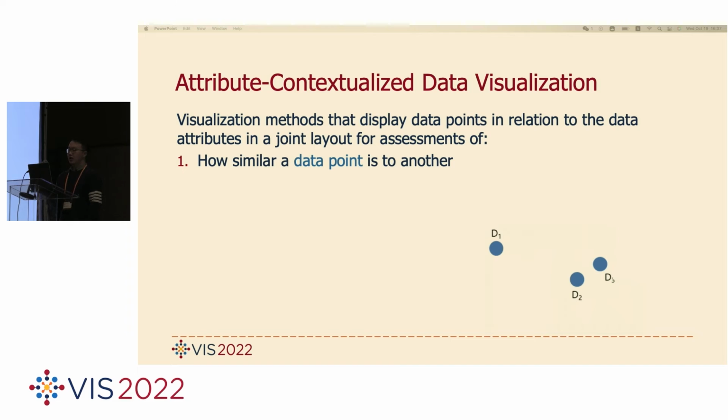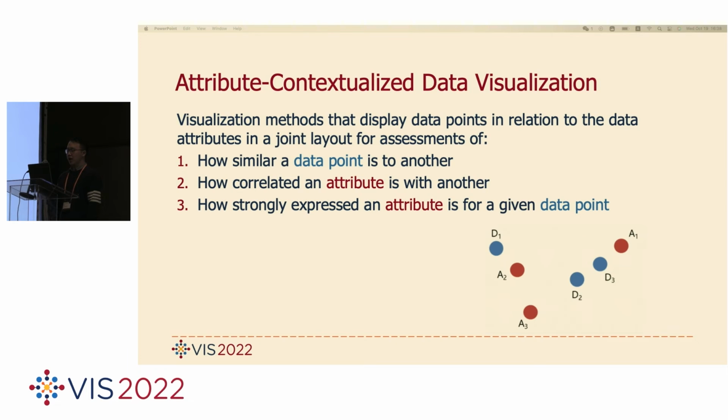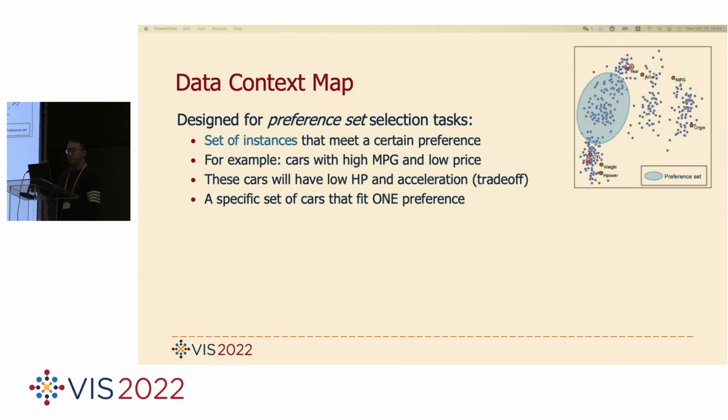So we solve the exemplar identification tasks by attribute contextualized data visualization, which is ACDV for short. In an ACDV visualization scheme, attributes and data points are visualized in a joint layout for users' exploration. So here is an example for ACDV. Here, blue points represent data, while red points represent attributes. It enables users to explore exemplars with 3 assessments. First, how similar a data point is to another, and how correlated an attribute is to another, and how strongly expressed an attribute is for a given data point.